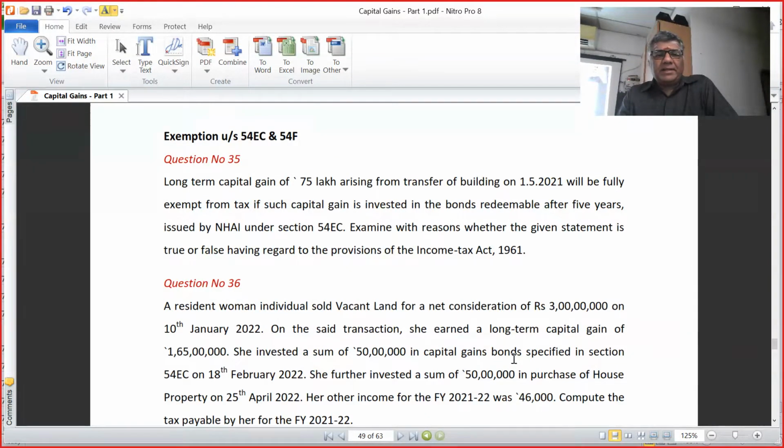Long-term capital gain of 75 lakh arising from transfer of building will be fully exempt from tax if such capital gain is invested in the bonds redeemable after 5 years issued by NHAI. Examine with reason whether the given comment is true or false. Exam question. Okay. 50 lakhs, you cannot. The maximum deduction, exemption you can claim is 50 lakhs.